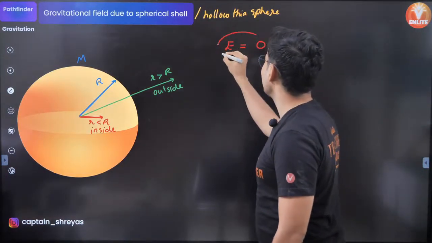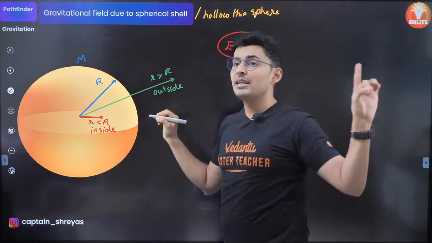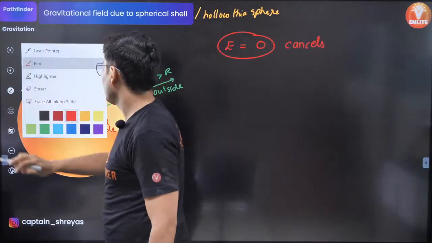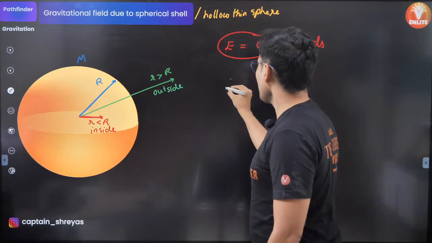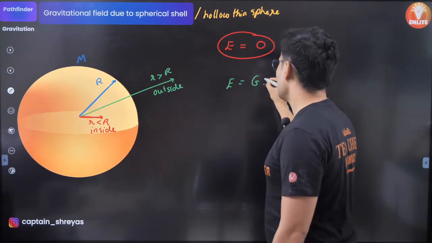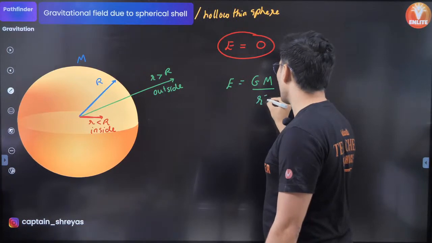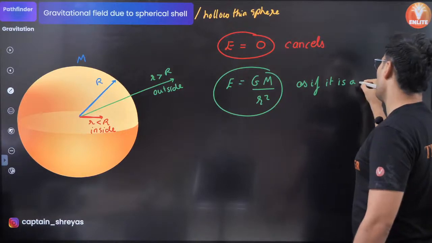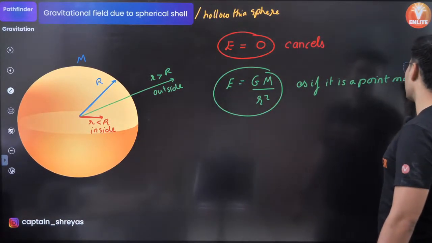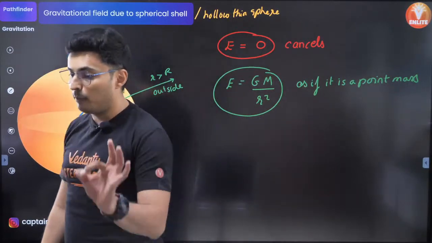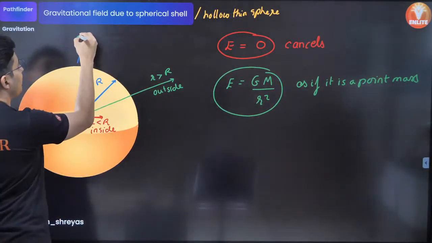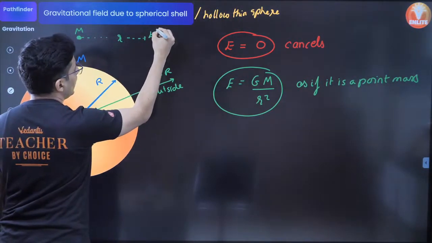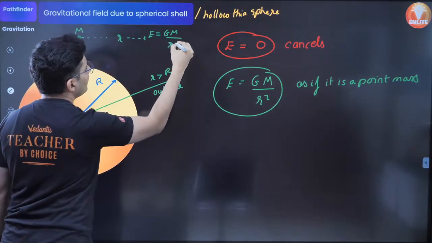So the field will be 0 everywhere inside. It basically cancels. Keep this in mind. But when you are outside, then the field is just given by Gm by r square. This is as if it is a point mass. If you remember, the point mass, if there is a point mass m and you are at a distance r, the field value at this point is Gm by the distance square.